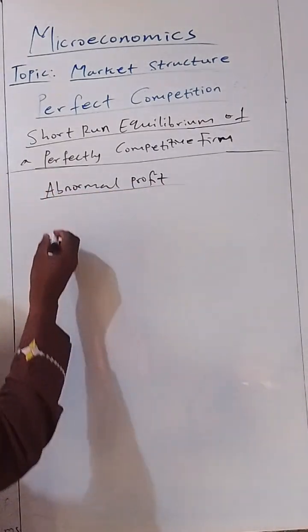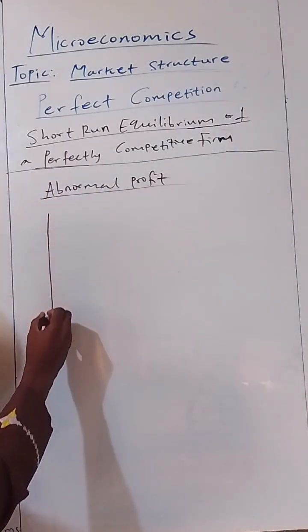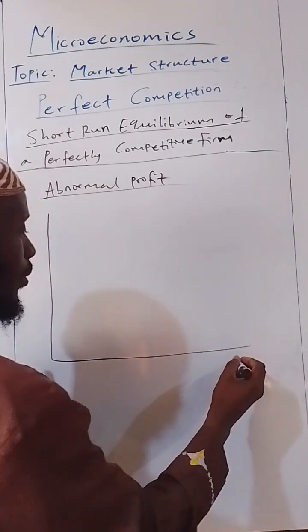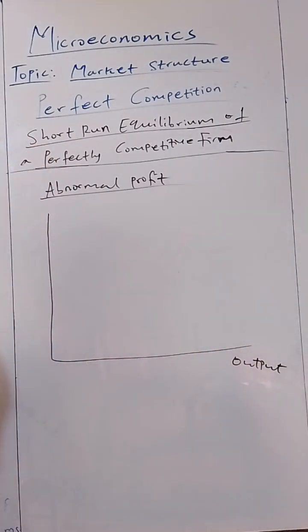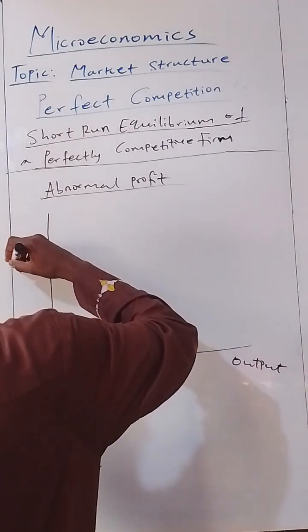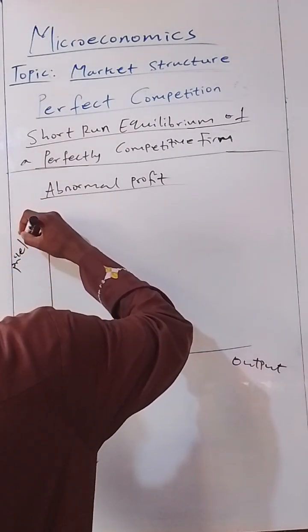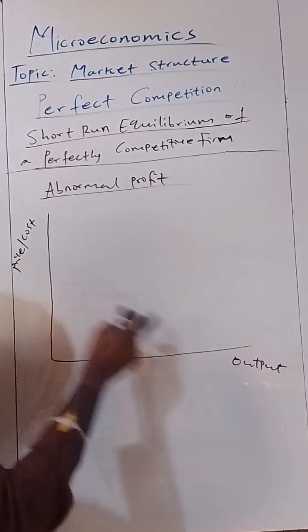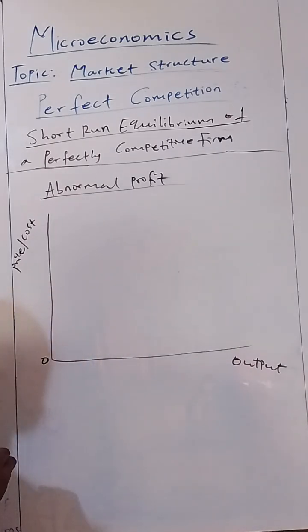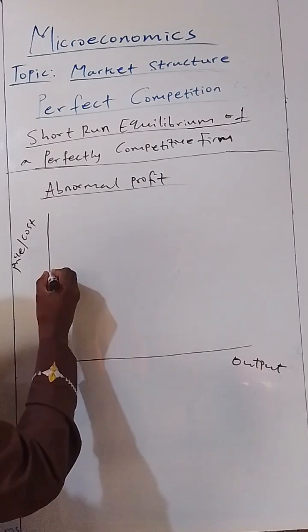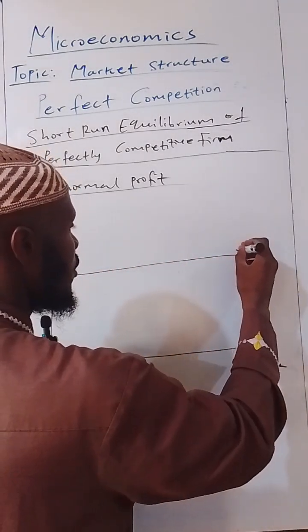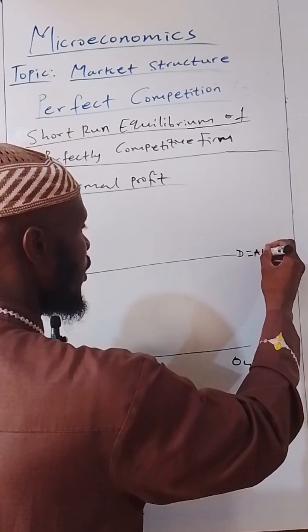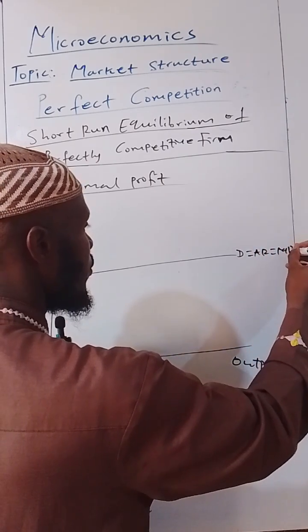So let's do that. Don't forget, we always have a plane, we have output of the firm. You can see, just follow the steps. We already have price plus cost here. This you must have in the diagram. Then the next is to draw the demand curve of a perfectly competitive firm. The demand curve is horizontal, that is perfectly elastic. So this is the demand curve, equivalent to the AR curve, equivalent to the MR curve.